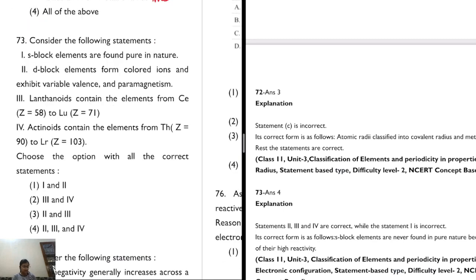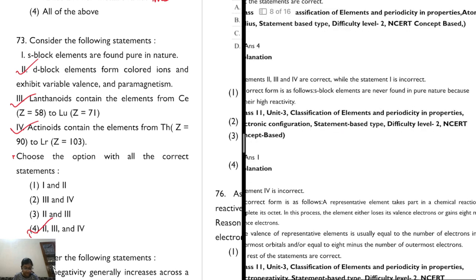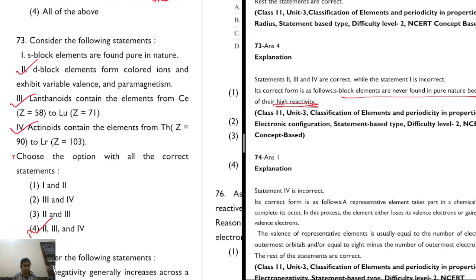Consider the following statements. S block elements are found pure in nature. D block elements form colored ions and exhibit variable valence and ferromagnetism. Yes. Lanthanoids contain elements from this to this, yes, from Z equals 58 to Z equals 71. Actinoids contain elements from thorium to Z equals 103. This is also correct. Okay. So our correct statements are these, because S block elements are never found pure in nature because of their high reactivity. Let's see the next question.